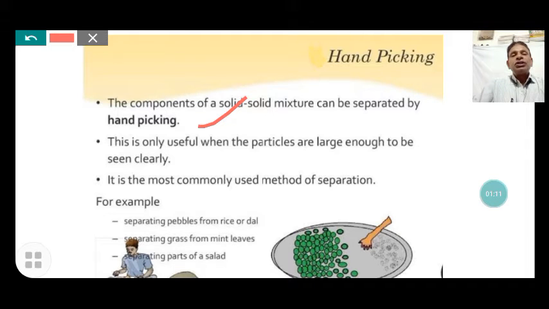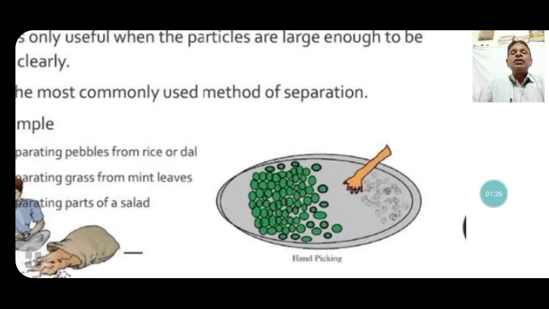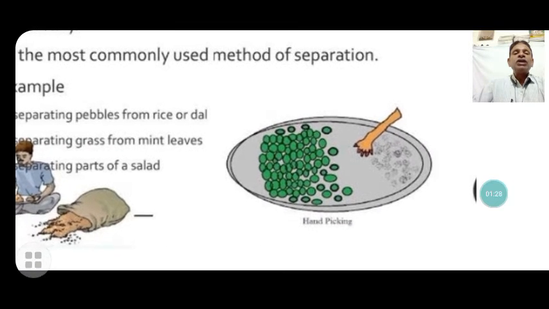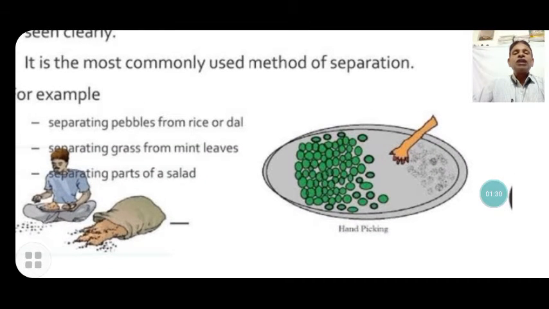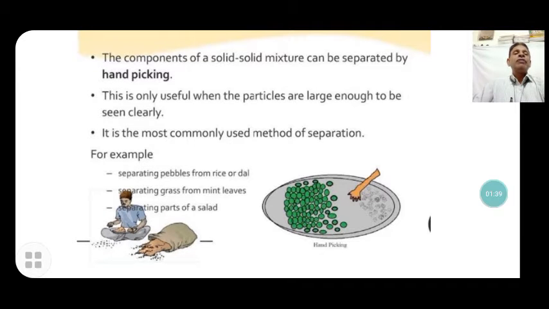This is only useful when the particles are large enough to be easily seen, and it is the most commonly used method to separate the following substances: separating the pebbles from the rice or dal, separating the stems from the mint leaves. This is a very simple process which is used in household activity.